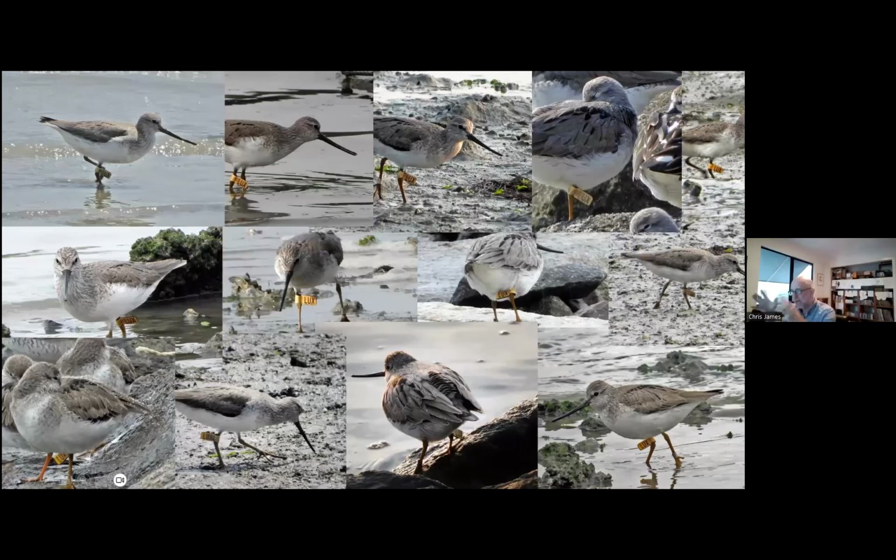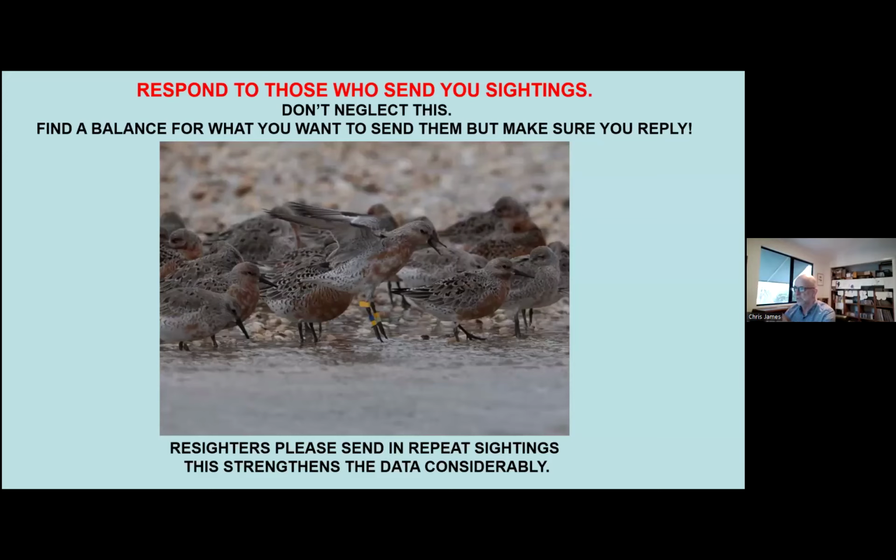We've talked about getting the sightings. They go into a big database, and eventually the big database will hopefully be analysed, and a snazzy paper will come out with statistics and modelling and all sorts of things. But in the first instance, if you've marked a bird and somebody sees it, you need to reply to them as soon as possible and give them some information. It is up to you how much information you give them, but you really should get back to them.